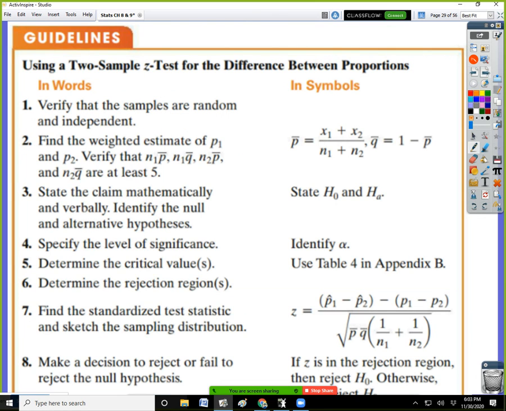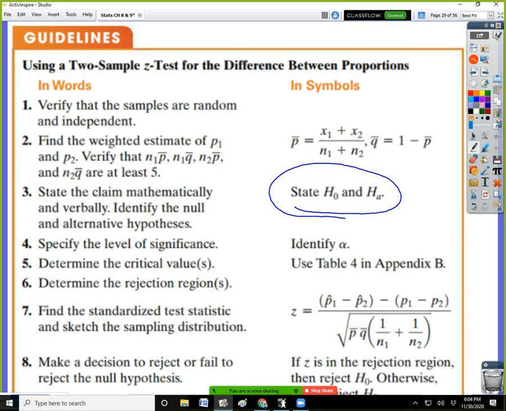Okay. Using a 2-sample test. Verify they're random. They gave me the same stuff 14 times. I don't know why, but I copied it anyway. Okay. So find the weighted estimate of P1. So do your X1 plus X2 over N1 plus N2. Q bar is just obviously 1 minus P bar. Verify that N1 times P bar, N1 times Q bar, N2 P bar, and N2 Q bar are all at least 5. State your claim mathematically. That's the whole H0 stuff.